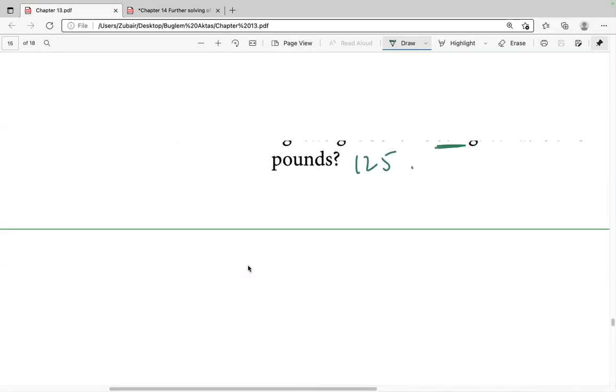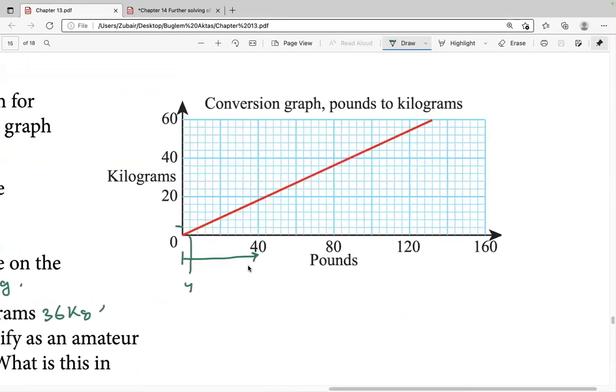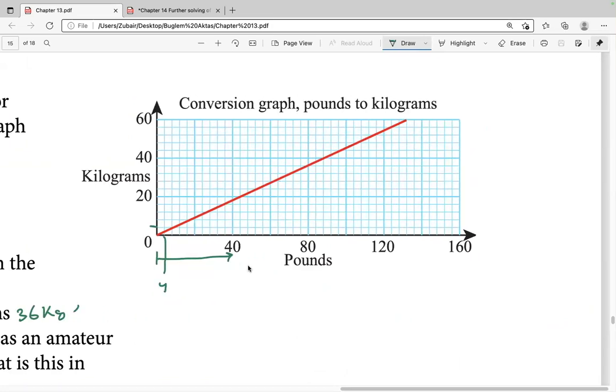60 pounds, 37 kg. Is it correct? No. So how many kgs should it be? 28. Correct.